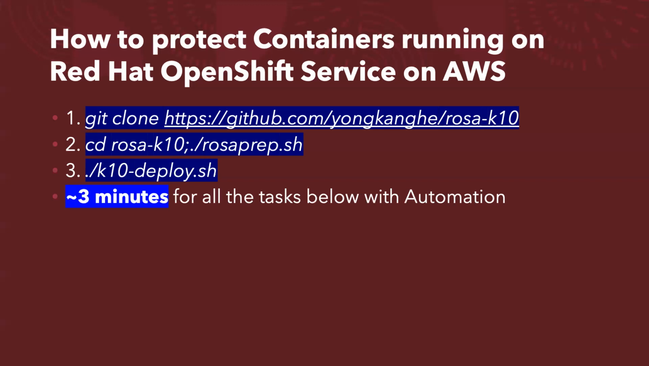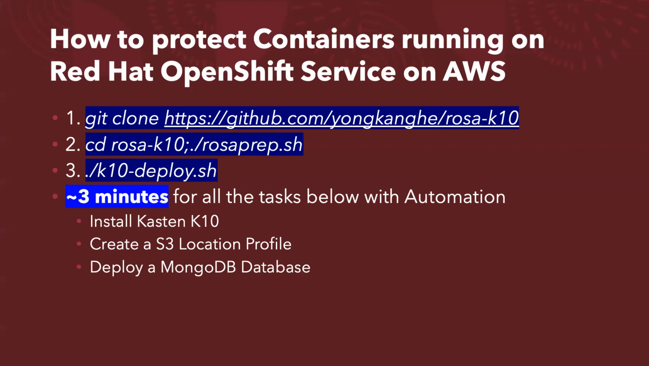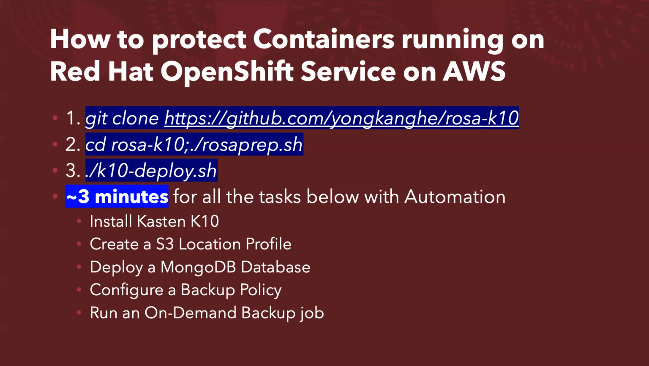So within about 3 minutes, most of the time actually less than 2 minutes, all of the below tasks will be done automatically. So first of all, install Kasten K10 and create an object storage location profile. Since we're running on AWS, we just create an S3 bucket. And we also deploy a sample database, in this case, MongoDB. And we also create a backup policy for MongoDB plus run on-demand backup jobs. All of these can be completed in just under 2 minutes. So I put 3 minutes here, just a little bit conservative.